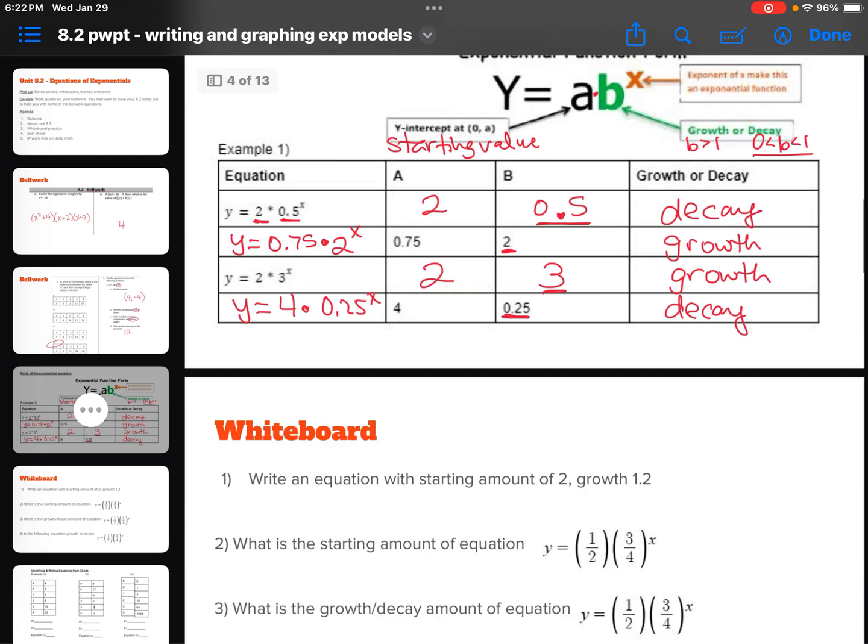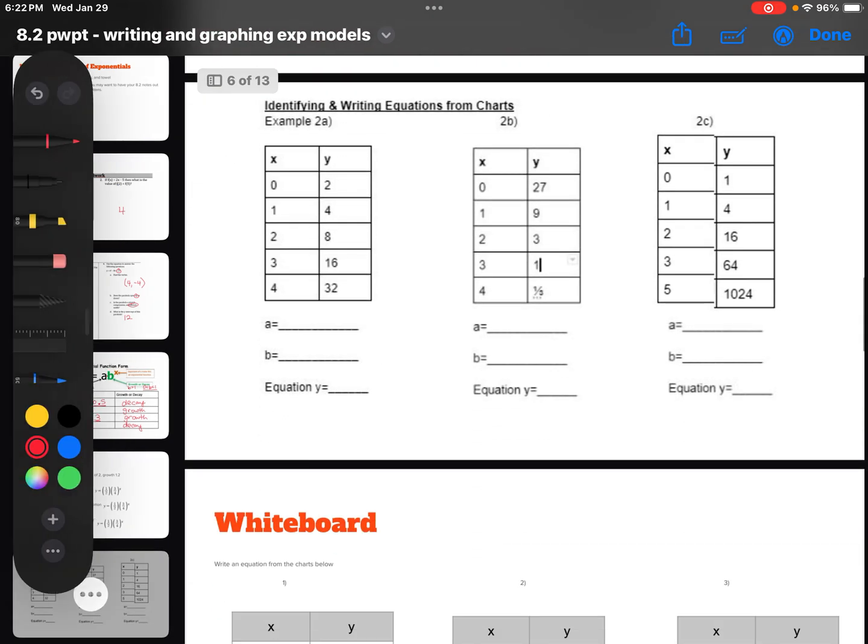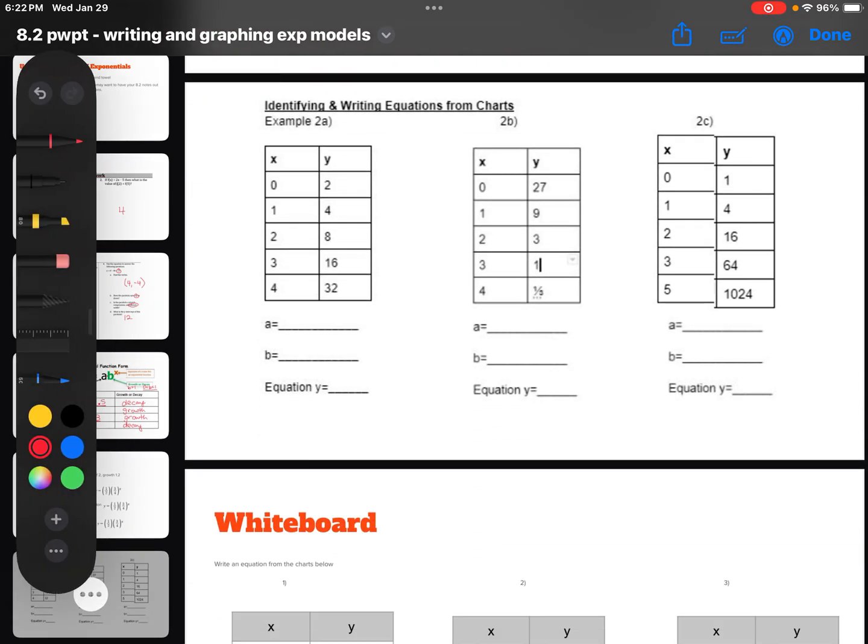Now, what if I'm given a table of values and I need to write the equation? Well, we start by finding our a value. A value is your starting value. It occurs when x equals 0. So I'm going to look in my chart and I see that y equals 2 when my x is 0. So my a is 2.